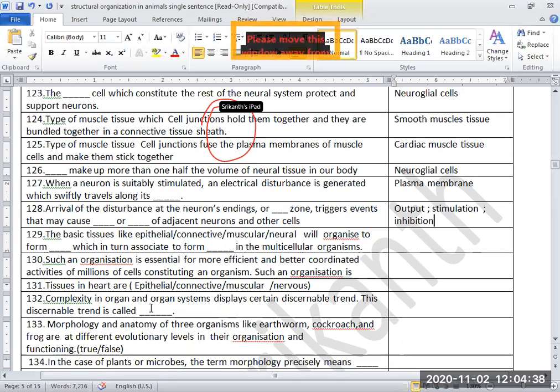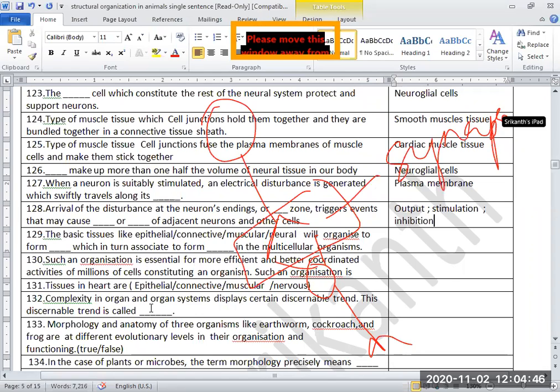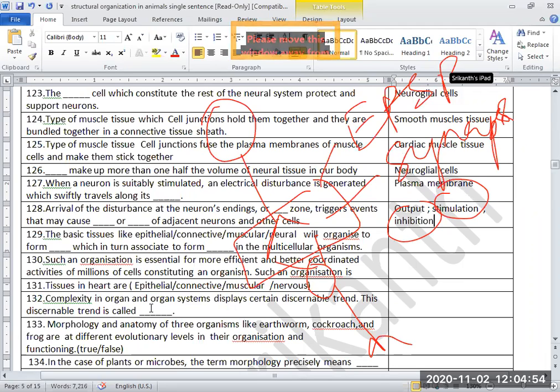I just want you to remember, we learned this in neural control and coordination. We are talking about synapse. What did we say? Stimulation or inhibition. We have special names: EPSP and IPSP, excitatory postsynaptic potential and inhibitory postsynaptic potential. We use these terms.